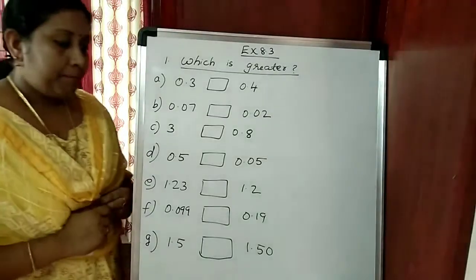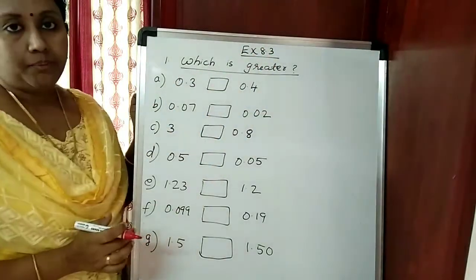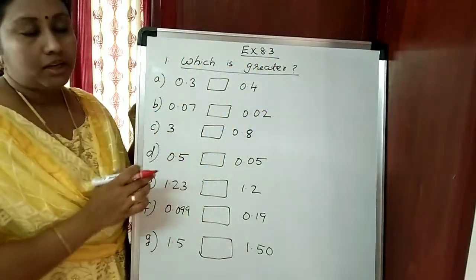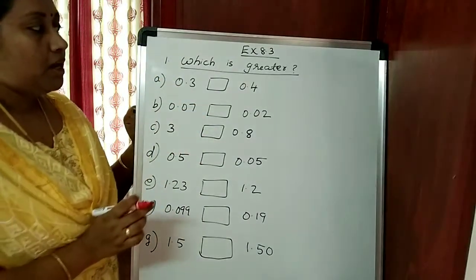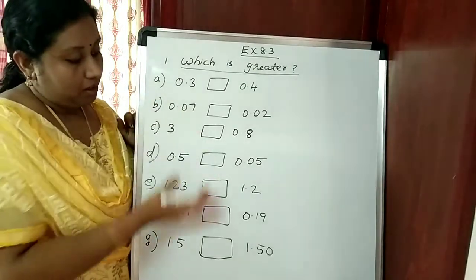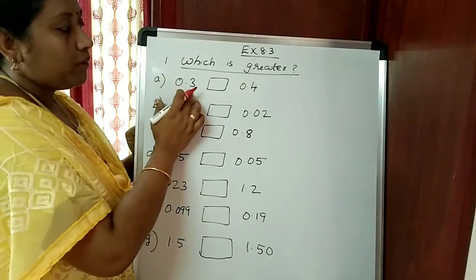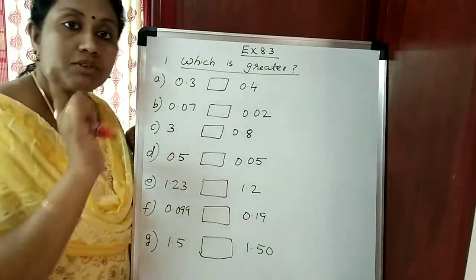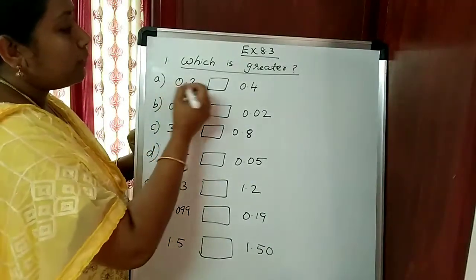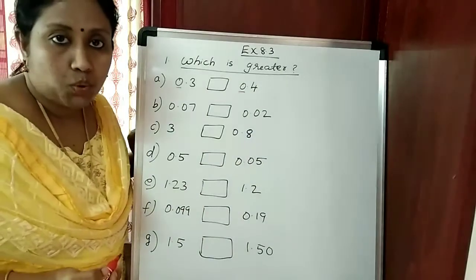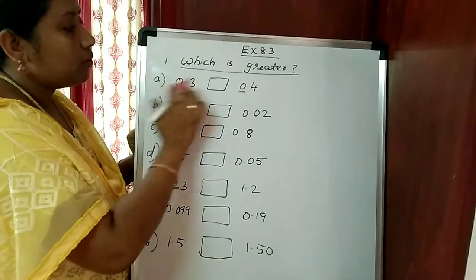Your textbook, page number 175, exercise 8.3. First question, which is greater? Here you compare which decimal number is the greater decimal number. Using those steps you compare all these decimals. Then your first question is 0.3 and 0.4. What is our first step? First you compare the whole number part. When we compare these two whole number parts, both are same. Yes, isn't it? Here 0, here also 0.